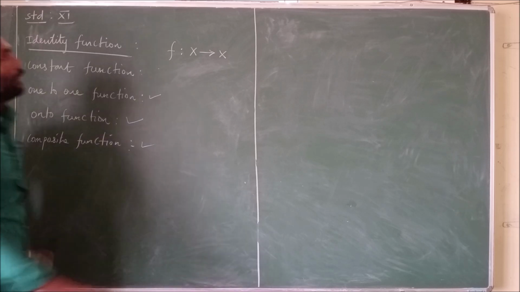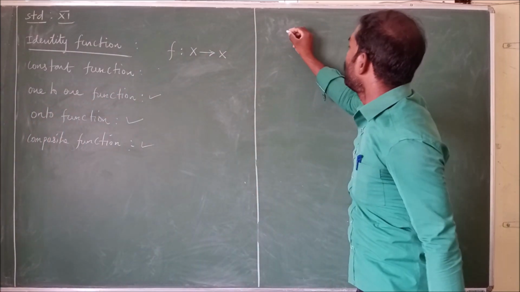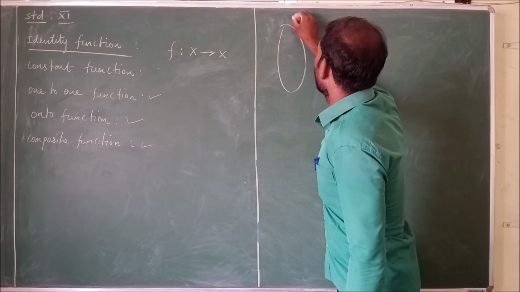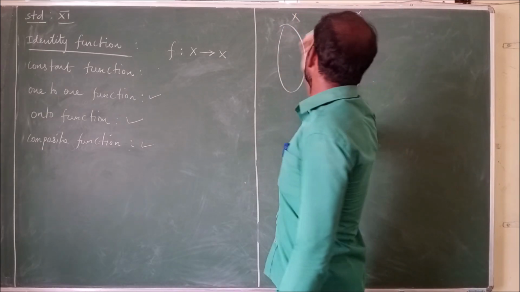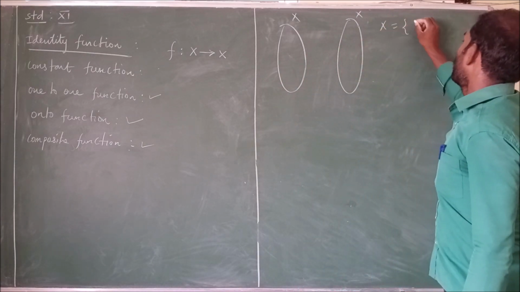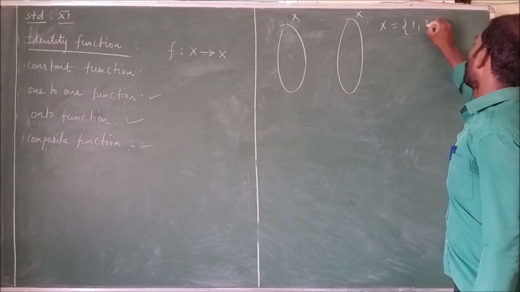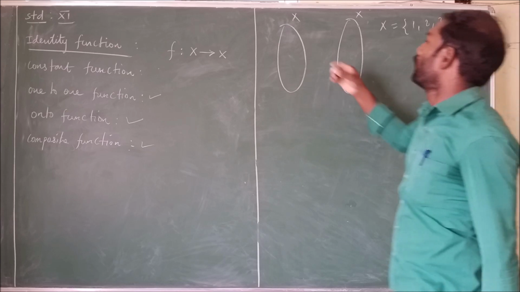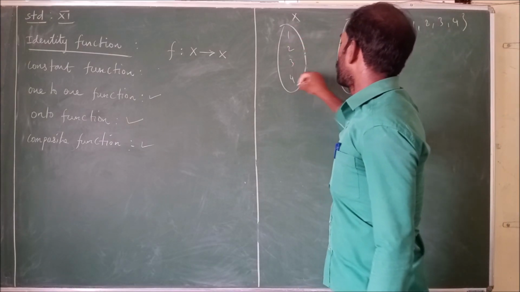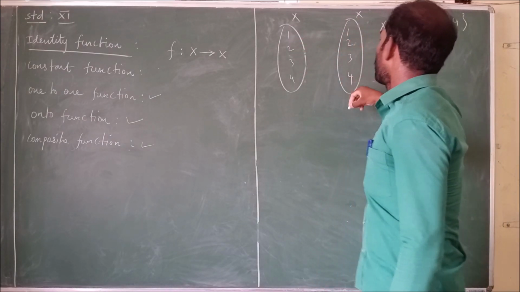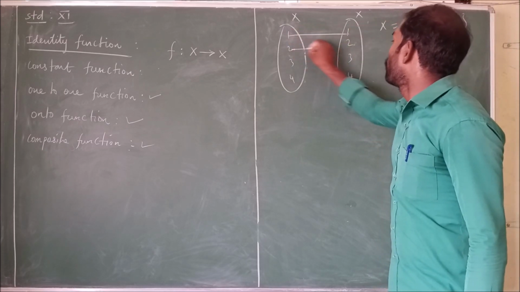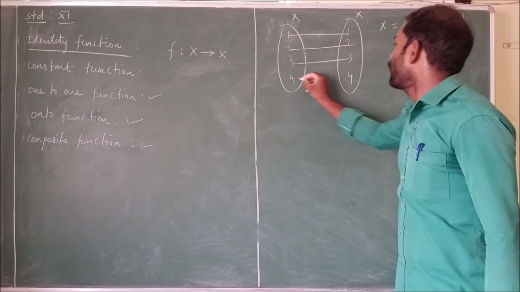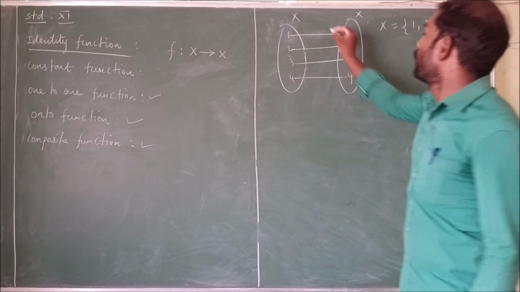For example, for an identity function, let X equal {1, 2, 3, 4}. Clear? So 1 maps to 1, 2 maps to 2, 3 maps to 3, 4 maps to 4. This is the identity function.